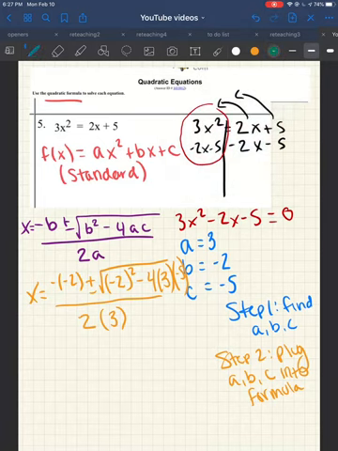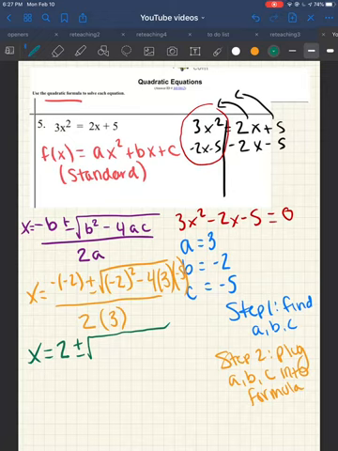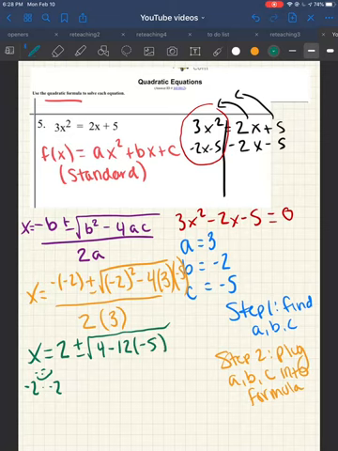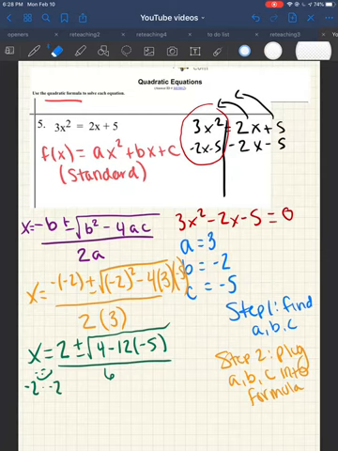Green. Okay, so x equals, we'll have a positive 2 plus or minus. Okay, so negative 2 squared. That's the same thing as saying negative 2 times negative 2, which is going to give me a positive 4. Minus, and I'm going to do a negative 4 times 3. That's going to give me a negative 12, and then I'll keep that negative 5 there. Okay, and then I have 2 times 3. That's going to give me a 6. Okay, so I've simplified a little bit. I'm going to simplify even further.